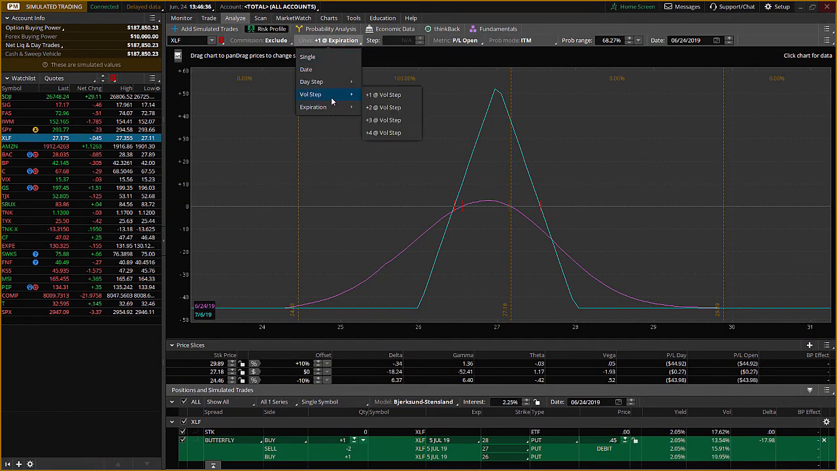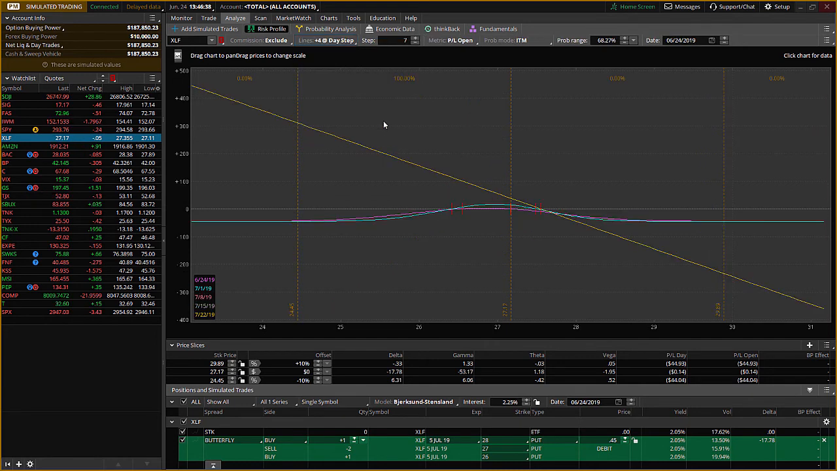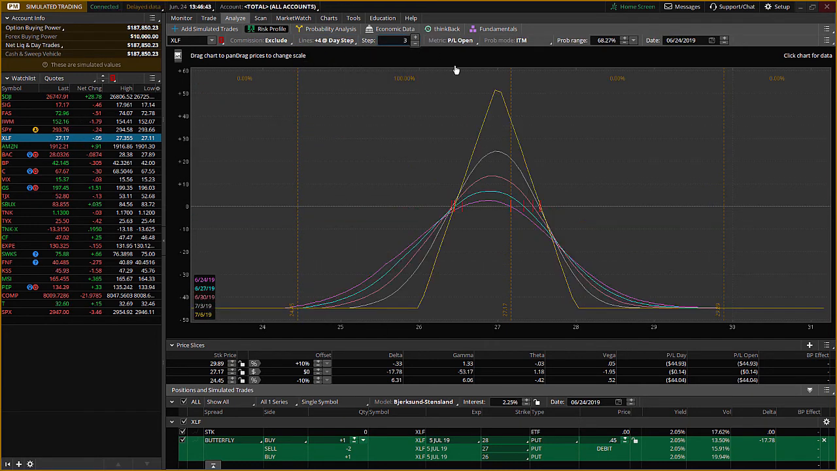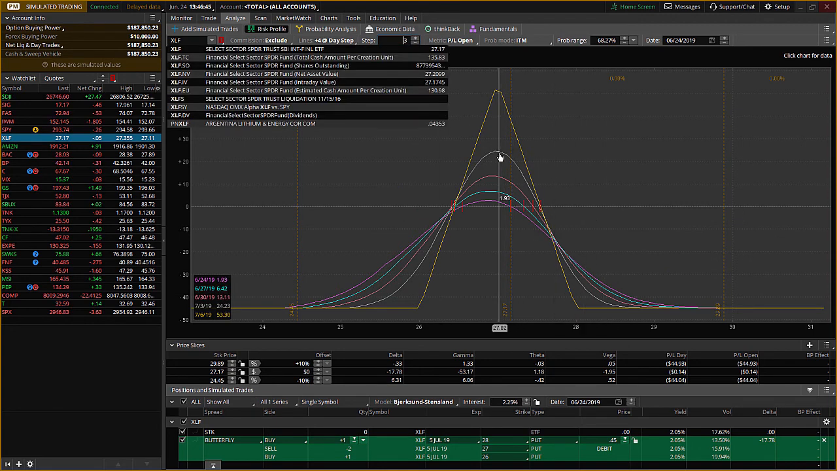All we have to do is go volatility step. Let's go day step, 4 days. Let's knock this back a couple of days because there's not that many in there. There we go. So let's say that we hit this curve right here. Let's go to the 30th of June, the week of, and we're right at that area. That profit gives us 13 cents per share, per contract.